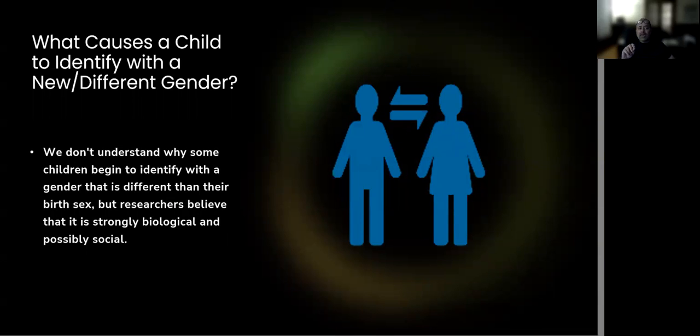What causes a child to identify with a new or different gender? That's another interesting question. We don't understand why some children begin to identify with a gender that is different than their birth sex. So there's really no clear understanding of it. There's no clear answer to say, okay, because of A, B, and C.